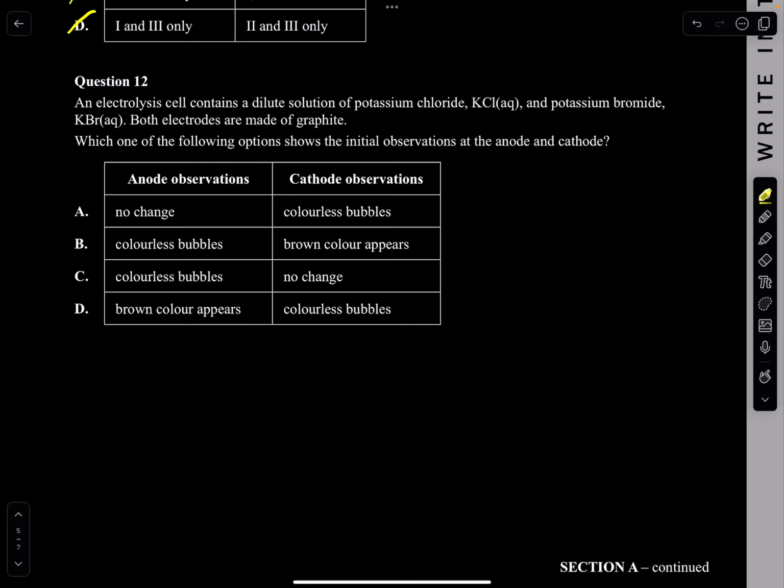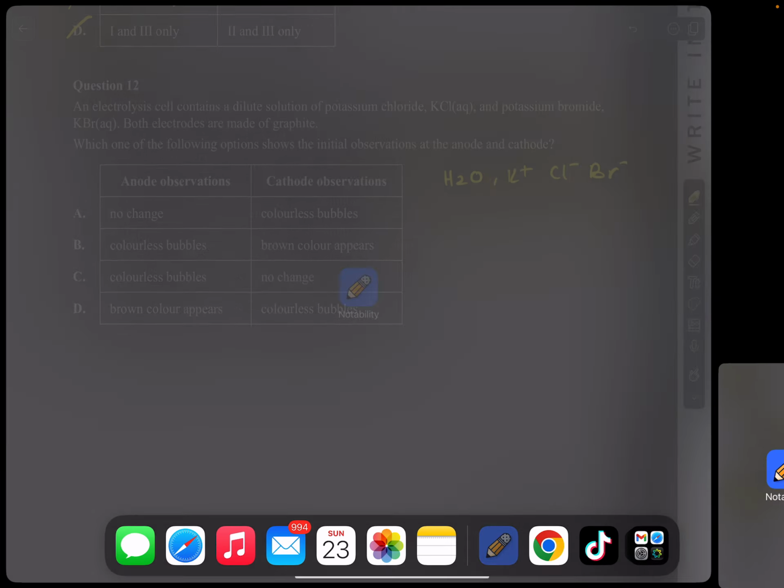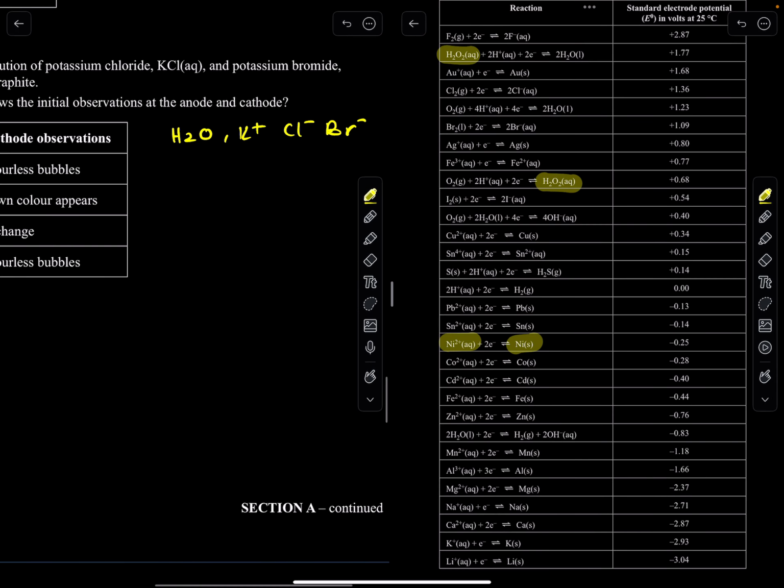12. An electrolysis cell contains a dilute solution of potassium chloride and potassium bromide. Both electrodes are made of graphite. Which of the following options shows the initial observation at the anode and cathode? So this is an electrolytic cell. Now they are aqueous, so water will be reacting. We know that there are going to be K plus ions, chloride ions, and bromide ions. Looking at my graph here, let me rub all these out. Water is here, K plus is here, chlorine's here, and bromine's here.